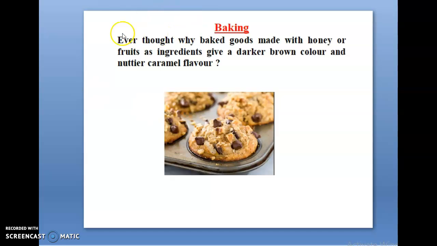Next one, baking. Baked goods made with honey or fruits have ingredients that give a darker brown color and nuttier caramel flavors. You can see this picture and understand what the processes and methods involved in baking are.